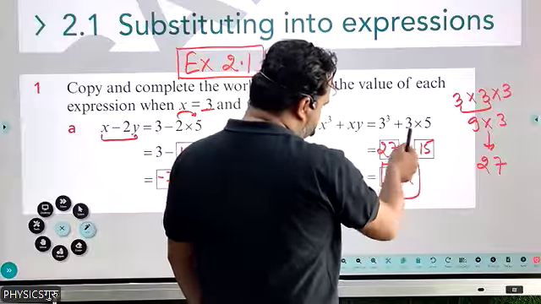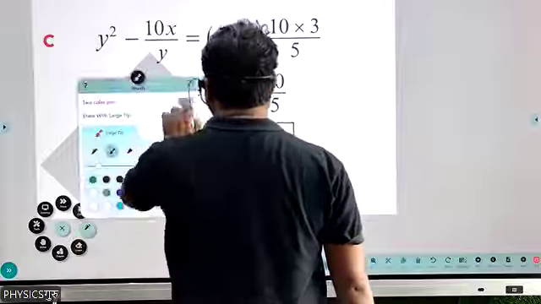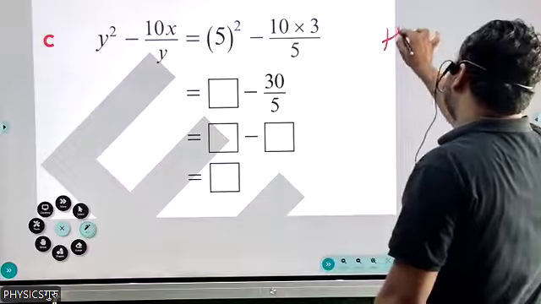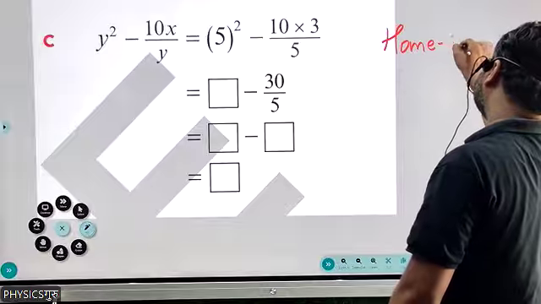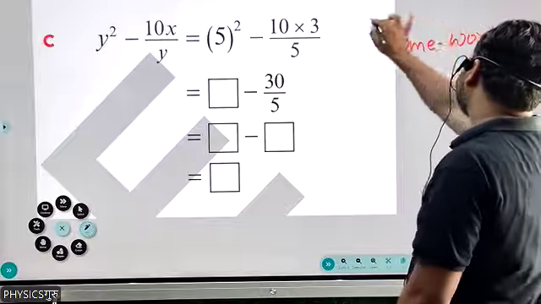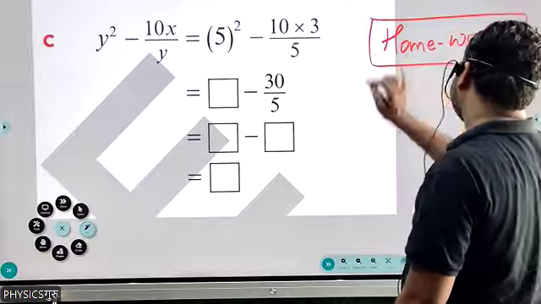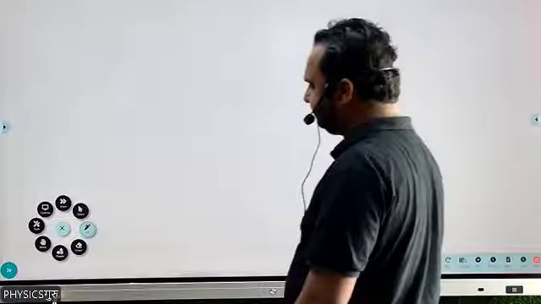Next one. This is question number 2. Question number 3, I will give you for homework. So this third question is for your homework. You can solve it and send the answer for checking. Okay. Next one.